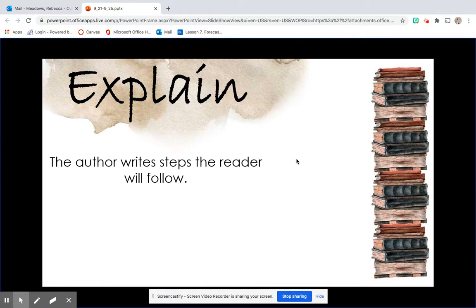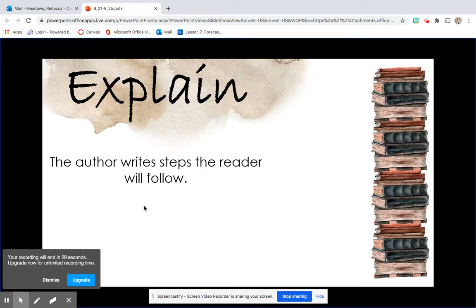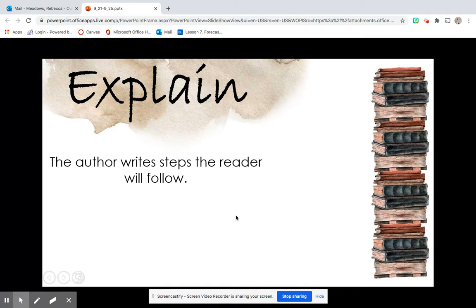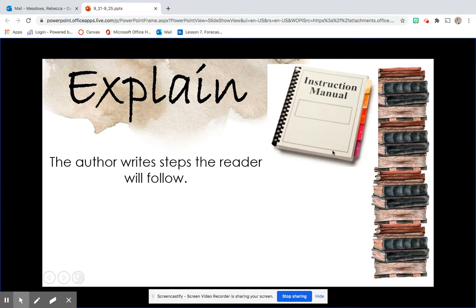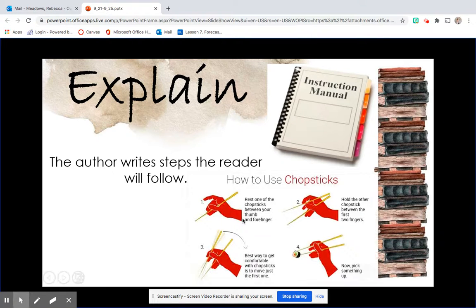Now let's move to our E in PIDE, which is explain. This is where the author writes steps that the reader will follow. So the reader needs to follow the steps that the author is writing. So a good example for that is directions, like an instruction manual. Maybe you bought a new table and you need to know how to put it together. They're explaining to you how to put it together, and there's steps that you should follow to put it together. Another one, how to use chopsticks. They give you steps.